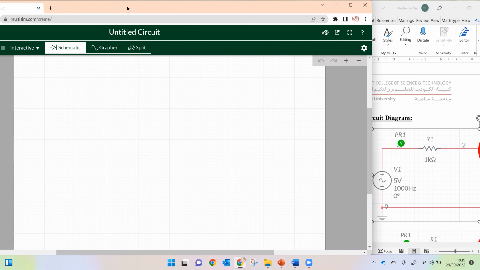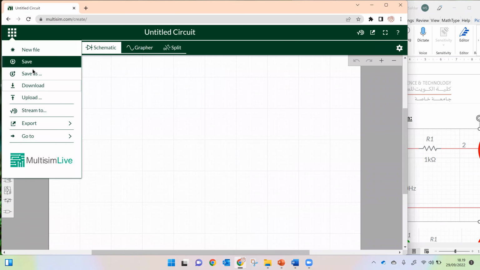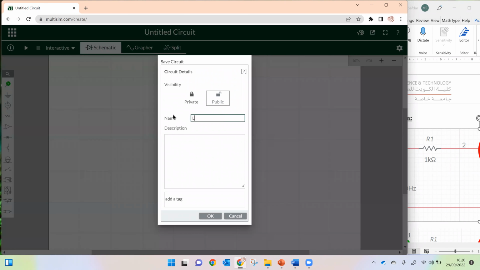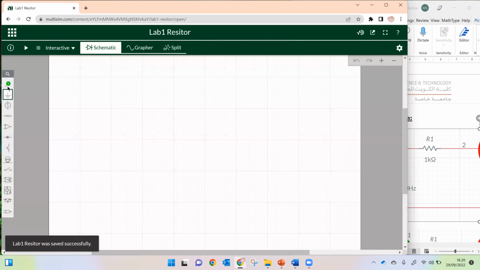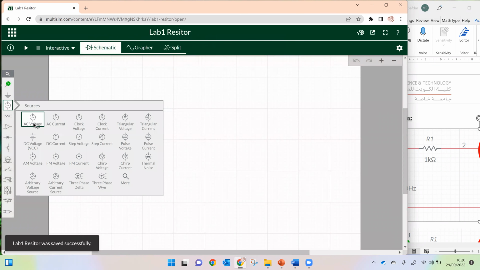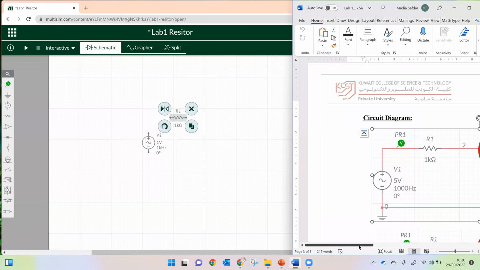Here we will create our circuit. The first step is to save your circuit. Lab 1 resistor. First is the resistor circuit. We will save it. Then I need an AC source. I will get it from here. Then I need a resistor, and I'm looking for it from here.